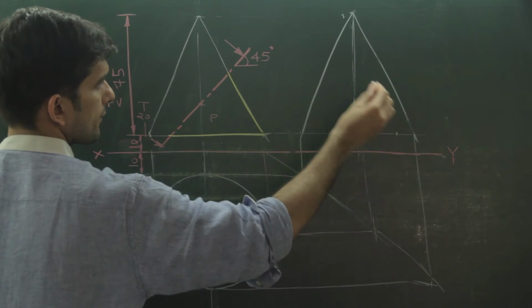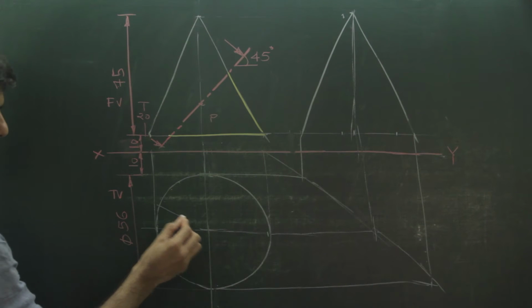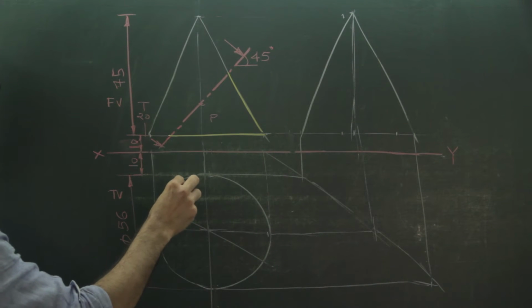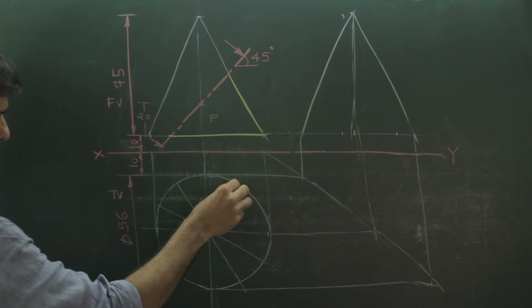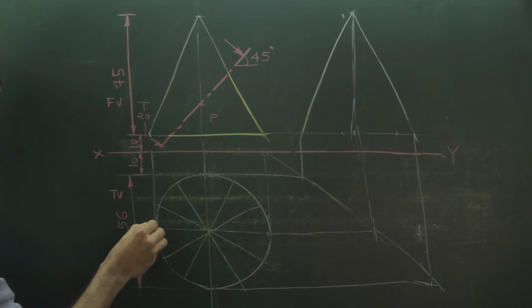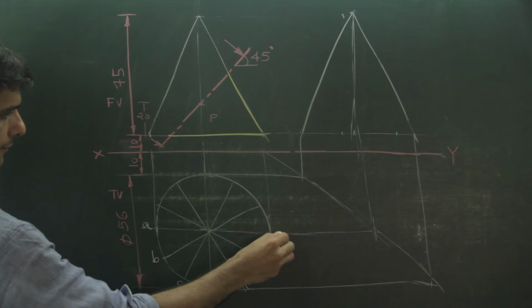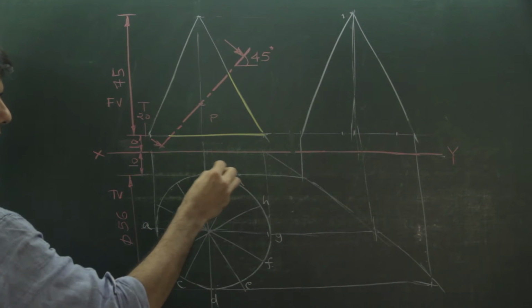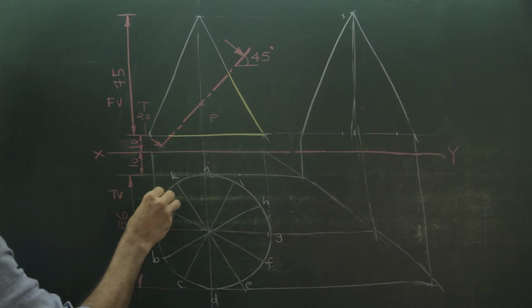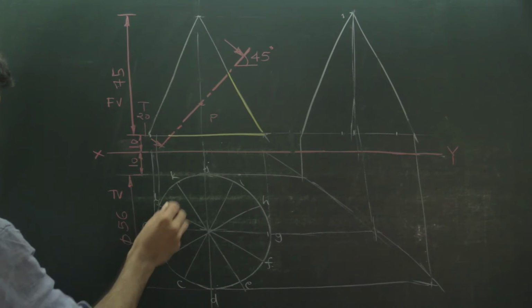First we will draw the side view, then we'll divide the circle into 12 parts. All of you know how to divide into 12 parts. With a 36 set square we can divide into 12 parts, or with the rounder also we can divide into 12 parts. Then we'll do naming, that is A, B, C, D, E, F, G, H, I, J, K, L. Right? Now after that we'll take these points up.